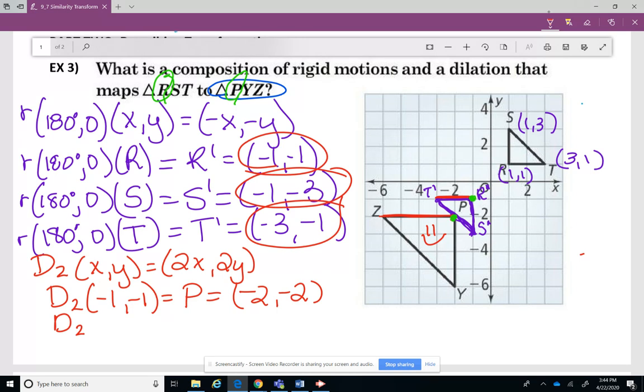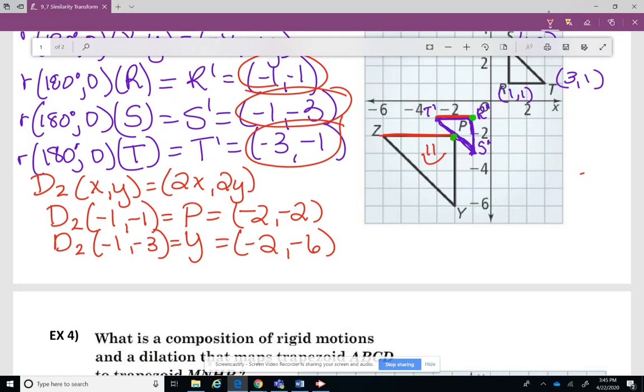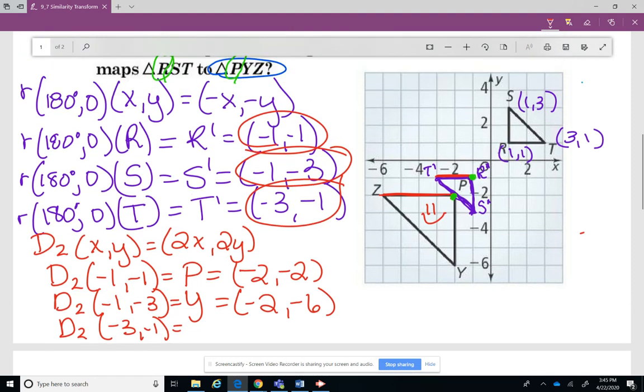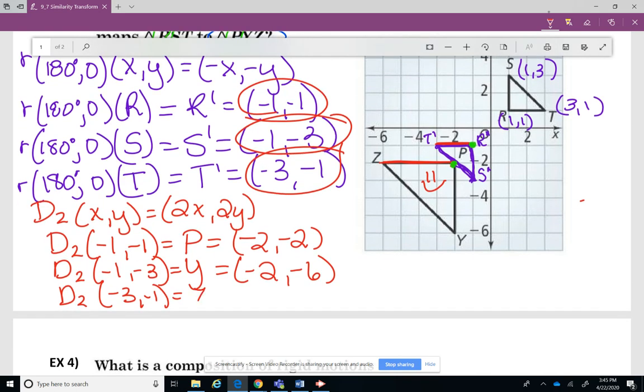Let's go ahead and dilate by a scale factor of 2, -1, -3. All right, that's going to be point Y. That's the second point because we're looking at S prime prime. So we're going to take the -1, -3, and we're going to multiply it by 2. So -1 times 2 is -2, and 2 times -3 is -6. All right, so we have one more point to do. Dilation by a scale factor of 2 to -3, -1. Now that was T prime, but if you look up, T prime becomes Z whenever it is dilated. So this is going to be Z. So multiply both of those by 2. You should get -6, -2.